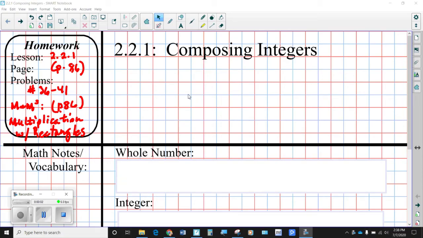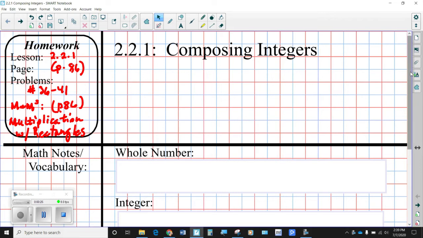Alrighty, here we go with the next lesson. Today's lesson is called Composing Integers, and it gives us a fun activity to work on, and an opportunity to take a look at what happens when we add numbers together and how we can add positive and negative numbers together to get to a total sum. So let's get to it.